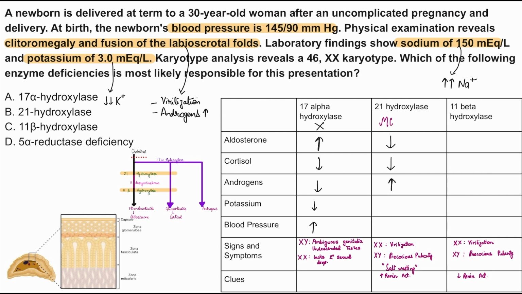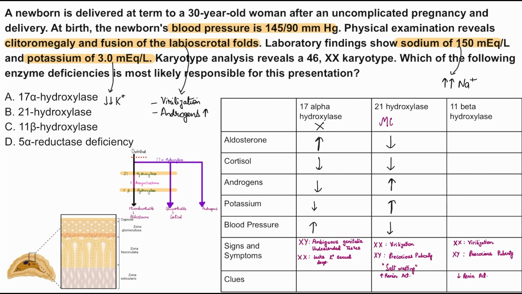Now, if aldo is not there, what will happen to potassium? There is nothing to trash the potassium. So the potassium levels are going to increase. And what about blood pressure? There is no aldo, there is no cortisol. The blood pressure is going to be low.